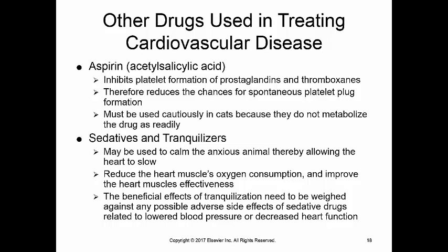Of course, anytime that we sedate an animal or we tranquilize them, there are other risks that come along with that, and so we do have to weigh the side effects of the sedation or tranquilization having other effects that would be negative on the body, and other adverse reactions. So that is Chapter 5, Drugs that Affect the Cardiovascular System.